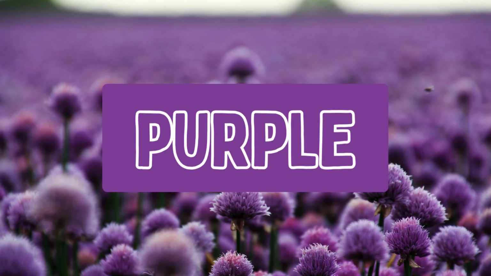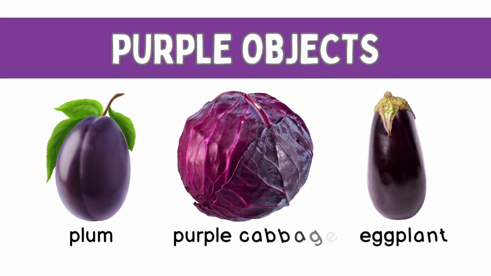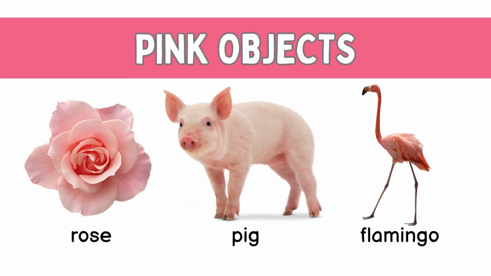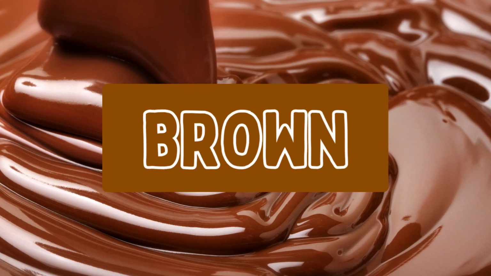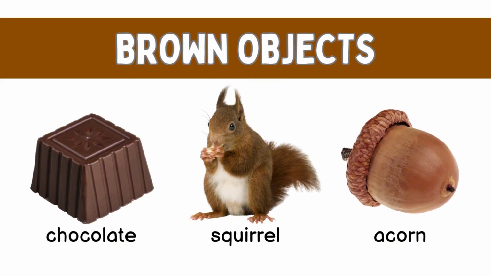Purple. Purple objects: plum, purple cabbage, and eggplant. Pink. Pink objects: rose, peg, and flamingo. Brown. Brown objects: chocolate, squirrel, and acorn.